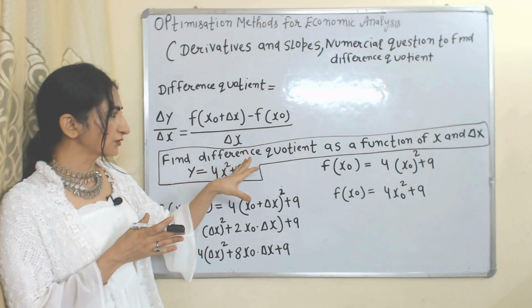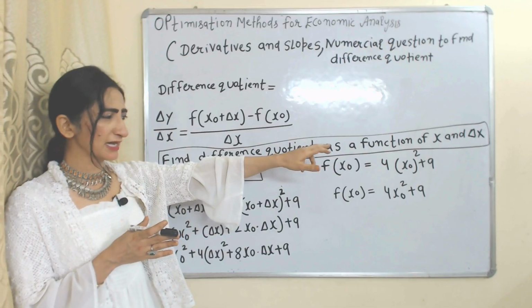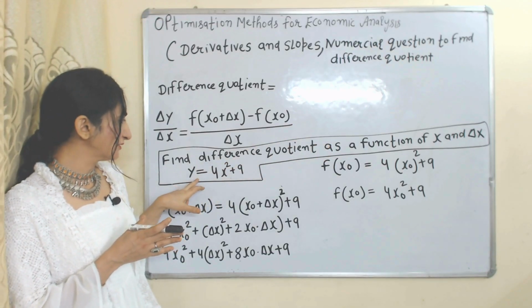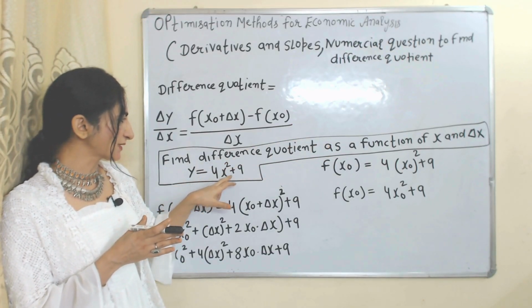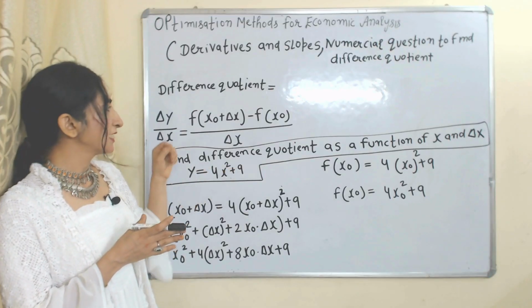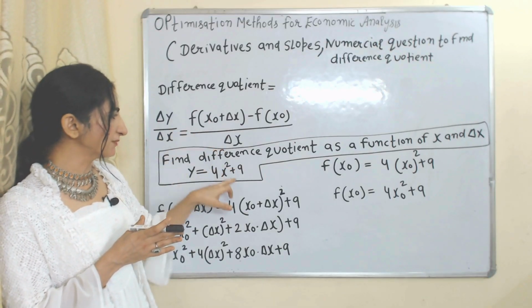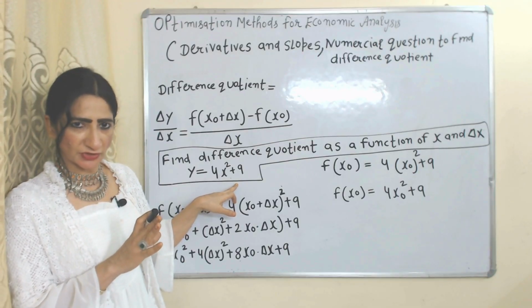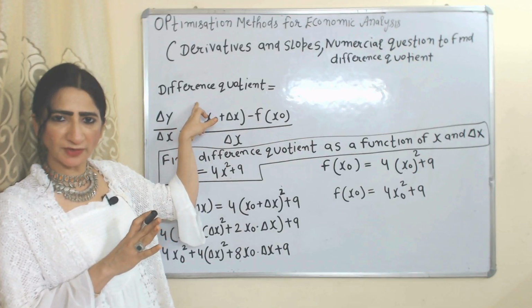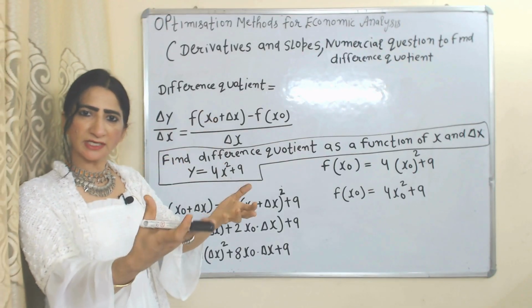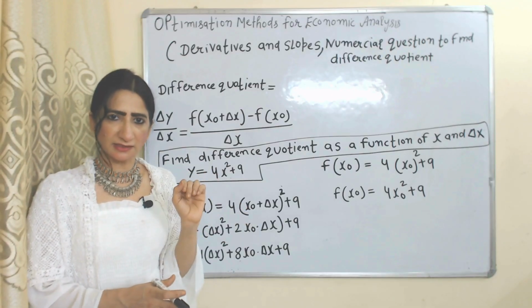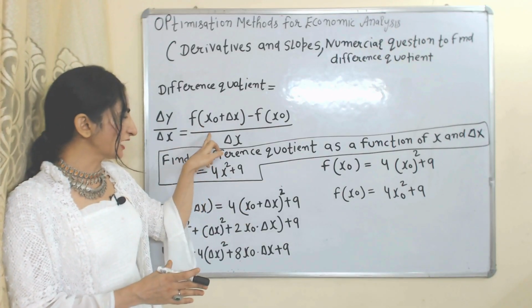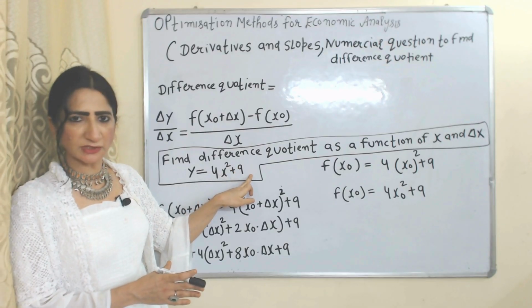Find out difference quotient as a function of x and delta x, where y equals 4x square plus 9. This is given, and this is our formula. With the help of this formula, we will solve this question. This is the formula of difference quotient. We have already derived this formula. Check link in description.